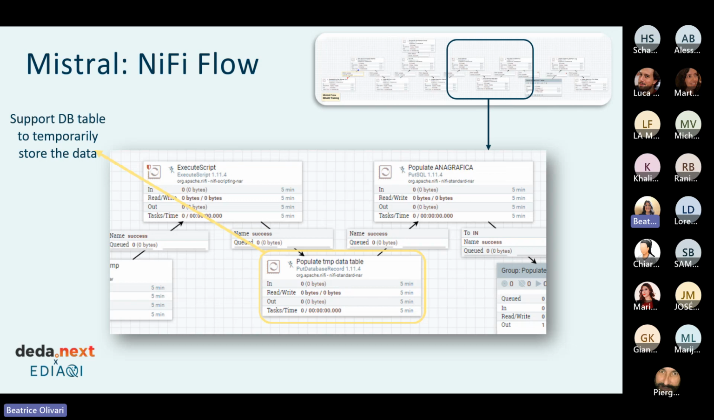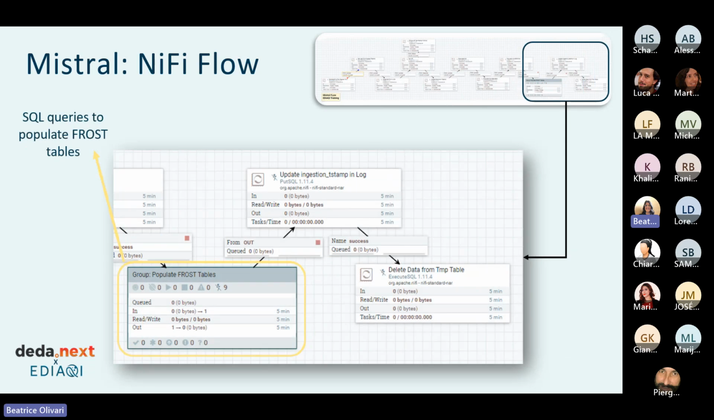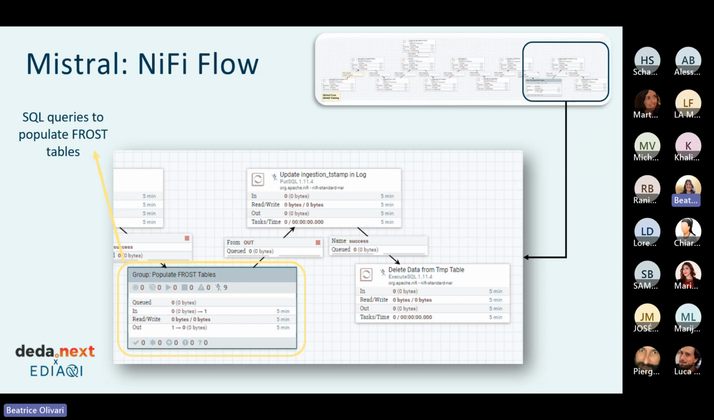Because once we have the data inside the database, we can use SQL queries to move them from that temporary table to all the Frost tables. So once it's in the database, it's easier to move them. Okay, so basically what happens now is exactly what I said. We have this group of processors where each one of them puts data, for instance, from the temporary table to the location table, from the temporary table to the things table. So basically we go populating the Frost tables one by one.